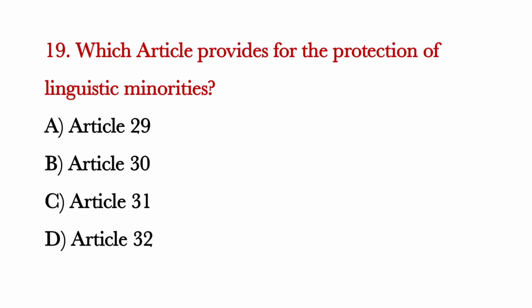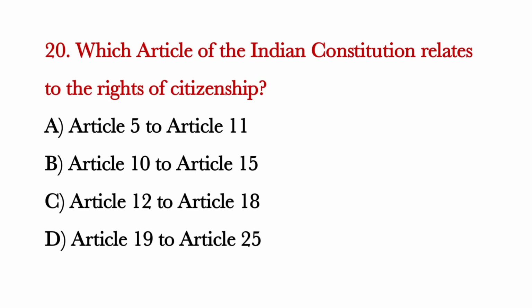Which article provides for the protection of linguistic minorities? Correct answer is option A, Article 29. Which article of the Indian Constitution relates to the rights of citizenship? Correct answer is option A, Article 5 to Article 11.